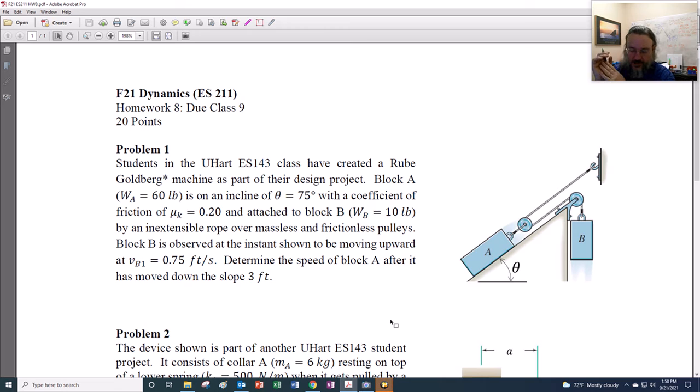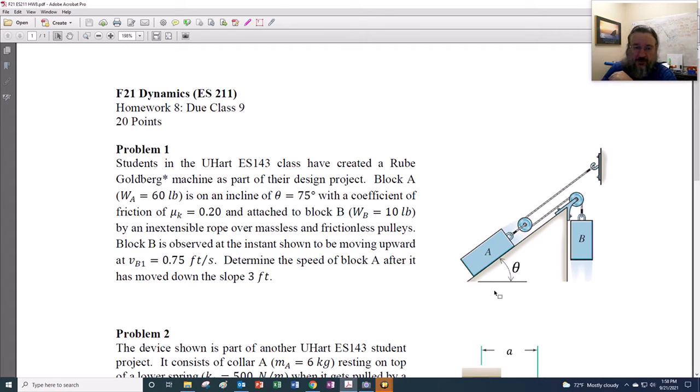So here's homework 8, problem 1 in dynamics. So we have students from that ES143 class. Was it engineering by design? That's a freshman class. They're always making weird stuff. So here they've made a Rube Goldberg machine, and if you're not familiar with Rube Goldberg, I suggest that you Google him. He's a cartoonist that would make intricate, unnecessarily complicated machines as part of their design project.